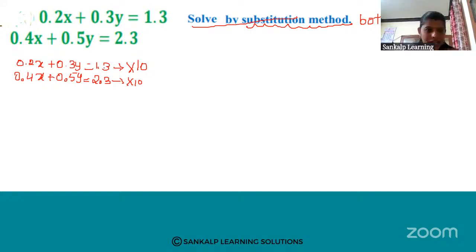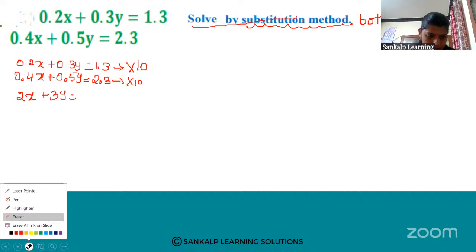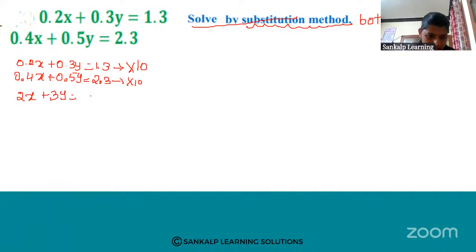Right? Then what do we get? 10 into 0.2 is 2x plus 3y is equal to 13. It is 13, not 0.3. Okay. 1.3 into 10 gives you 13. Next, 10 into 0.4, that is 4x plus 5y is equal to 23. Okay. Now we are using elimination method.